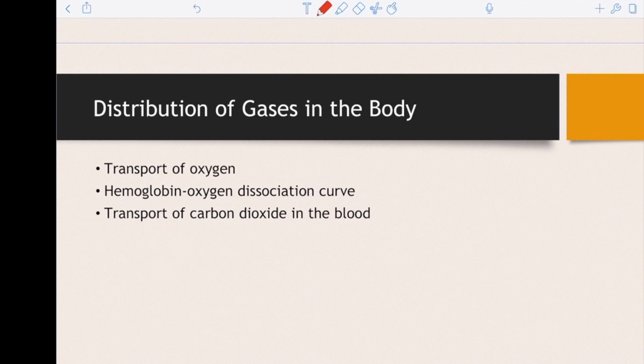Okay, so now we're going to talk about the distribution of gases in the body. We're moving now from exactly how this acid-base homeostasis works into how we distribute oxygen and CO2 throughout the body, and how they keep each other in check. So we're going to look at the transport of oxygen, the transport of carbon dioxide in the blood, and then the hemoglobin oxygen dissociation curve.